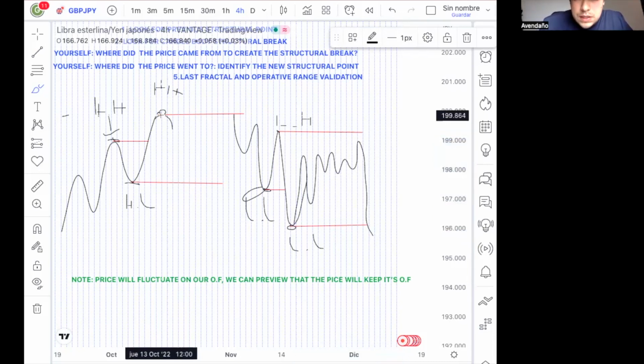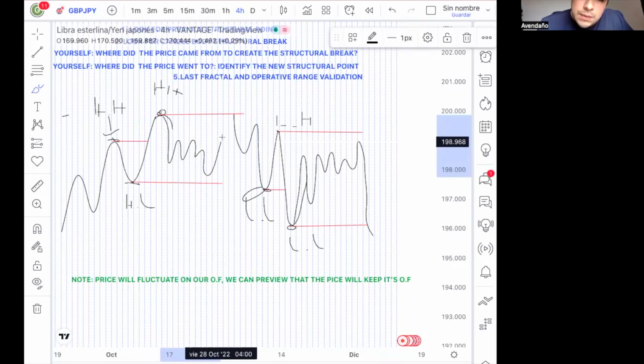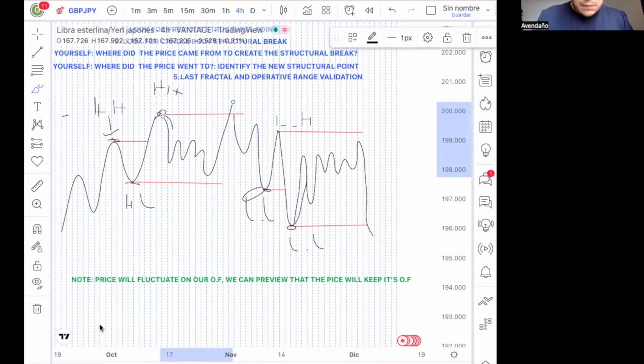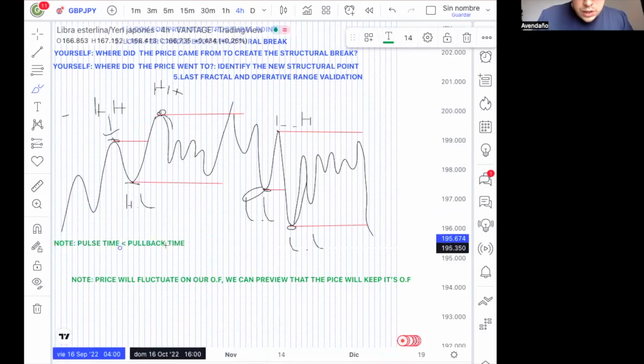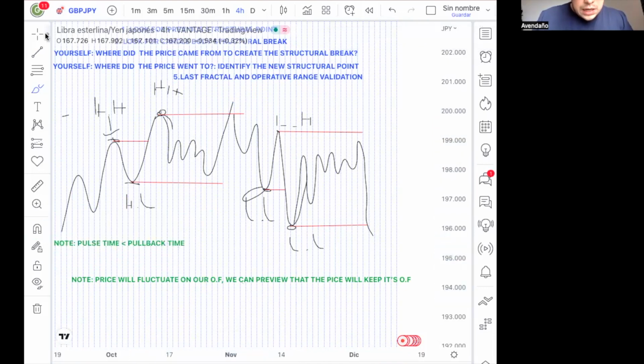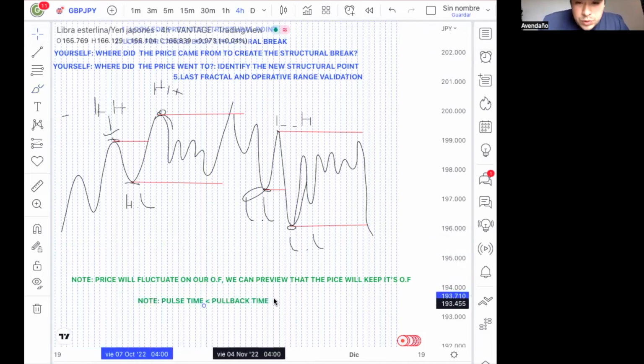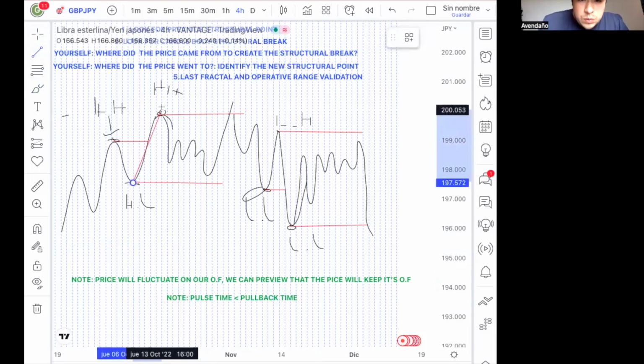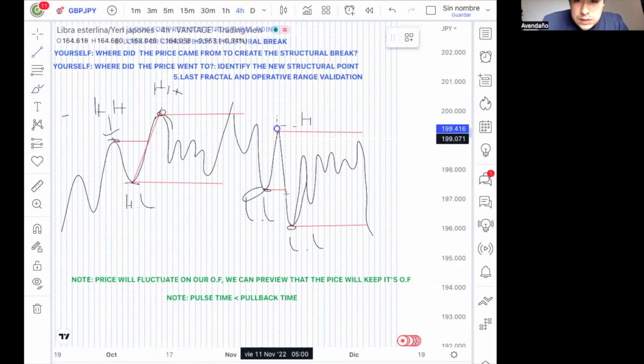The same in this case. If the price fluctuates in this zone, in those prices in our operative range, we may preview that it keeps its order flow. Perfect. And something that will also give us a preview that the price will keep its order flow is the pulse time, the movement that is positive to the order flow. So in this case, this is the pulse, and in this case, this is the pulse.